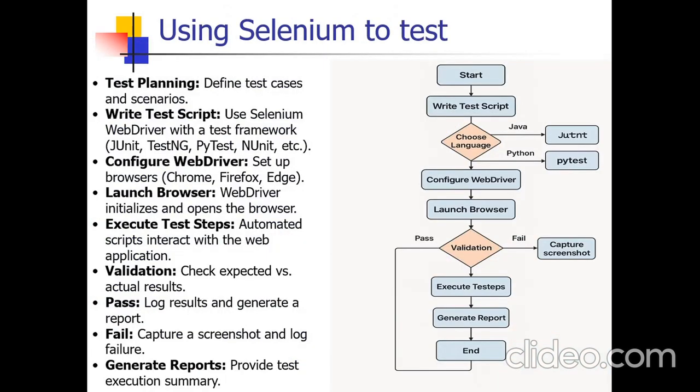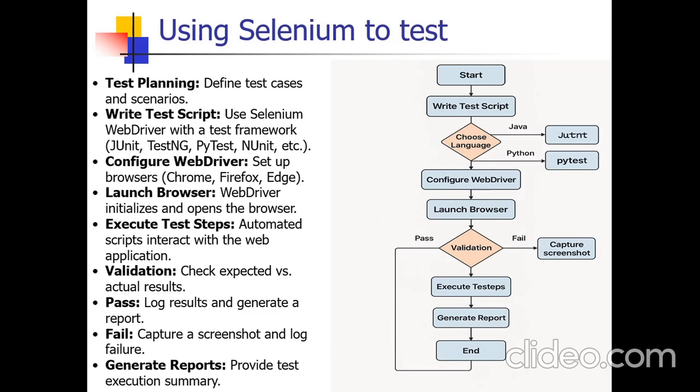Imagine a robot that tests your web app 24/7 without coffee breaks. That's Selenium automation. Let me walk you through the 7 key steps that turn manual testing into an efficient, repeatable process. So we start with a roadmap. We define test scenarios that mirror real user journeys, like login flows or checkout processes. Next, we script these tests using Selenium WebDriver with frameworks like PyTest or TestNG, giving us structure.